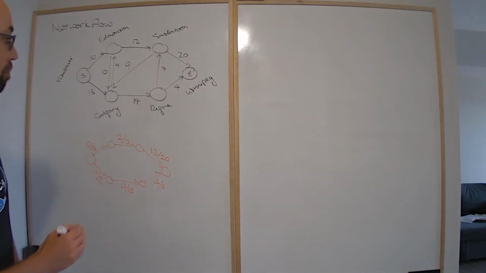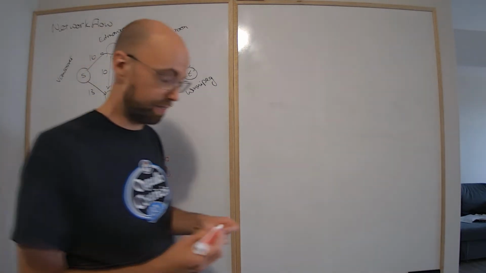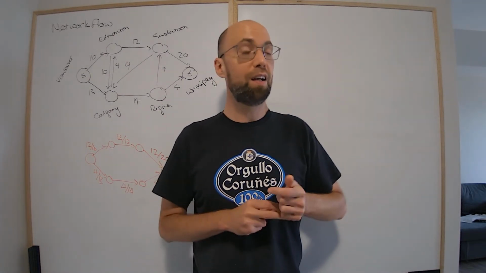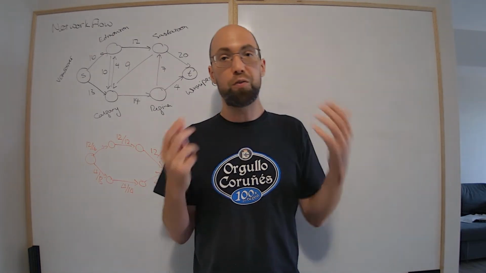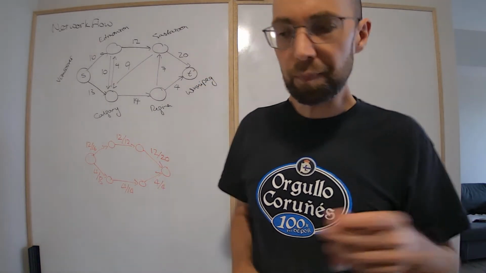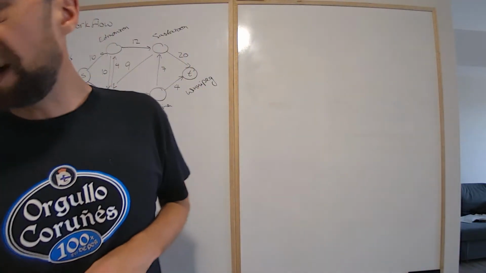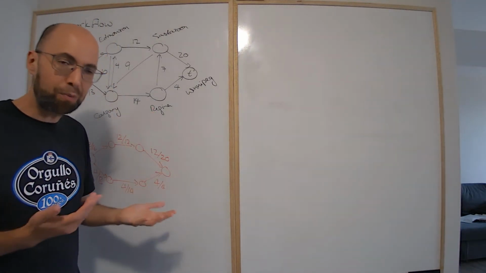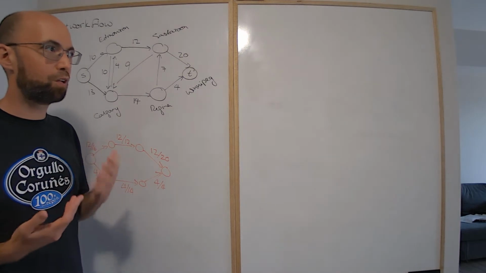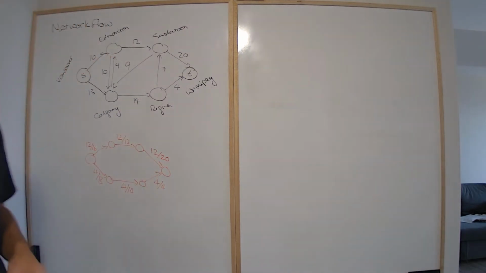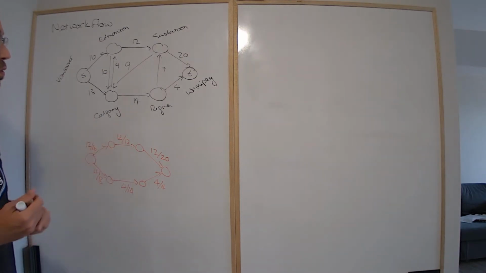Can we do better? Well, that's what this lesson is about. How to find a maximum flow. Okay, so this is a very simple example. Probably you could find a maximum flow by yourselves just by looking at it, but we're going to do the algorithm to try to improve this.